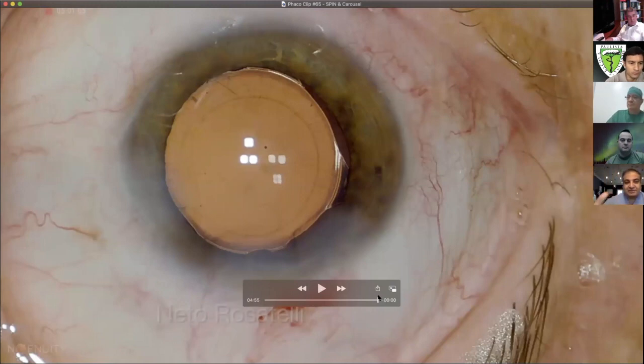Beautiful surgery, Neto. Thank you, Uday. So yeah, I like very much how you carousel the nucleus, but as you said, there's a lot of science. It's not as easy as it looks.